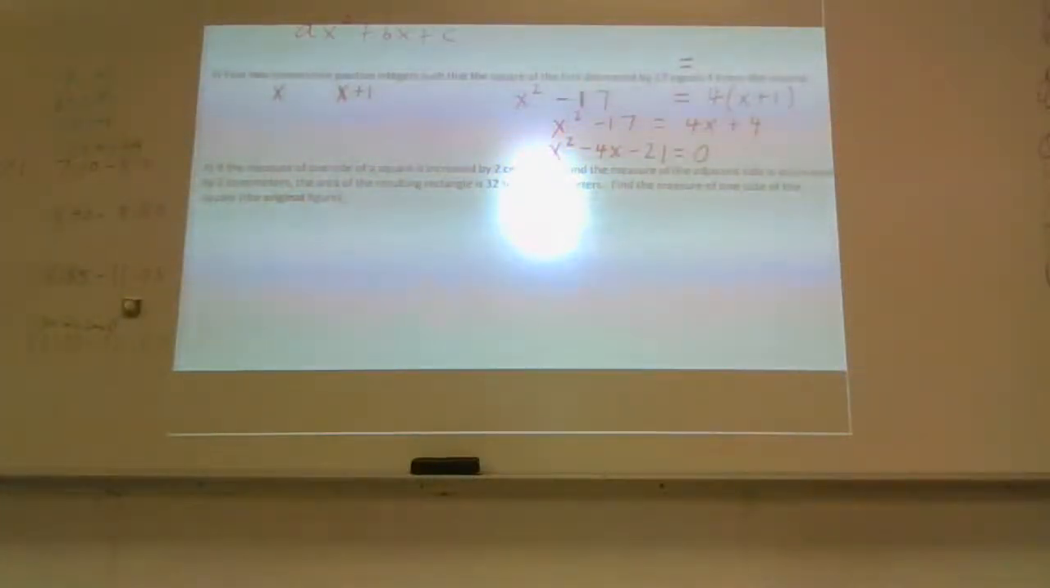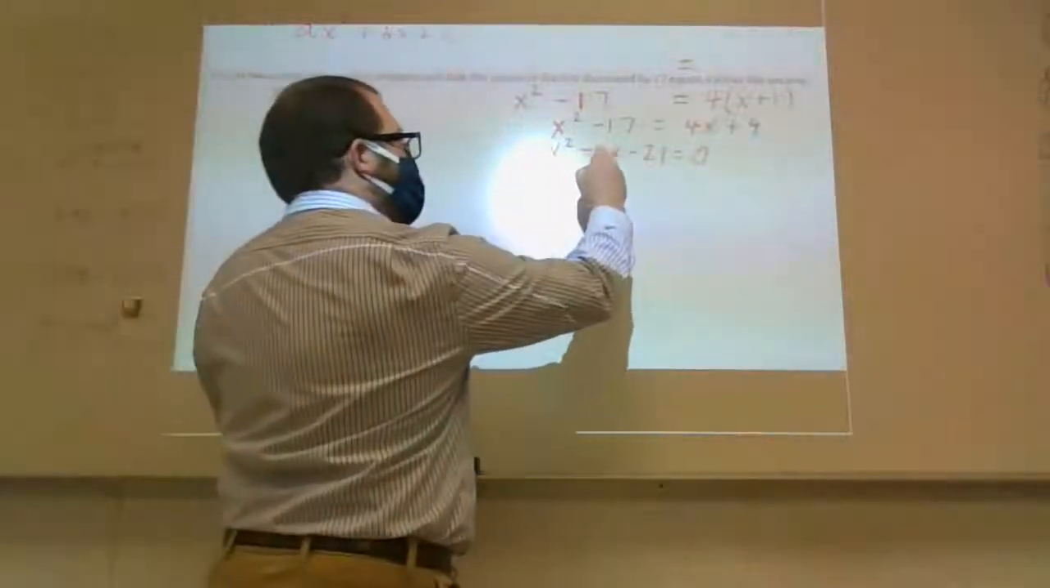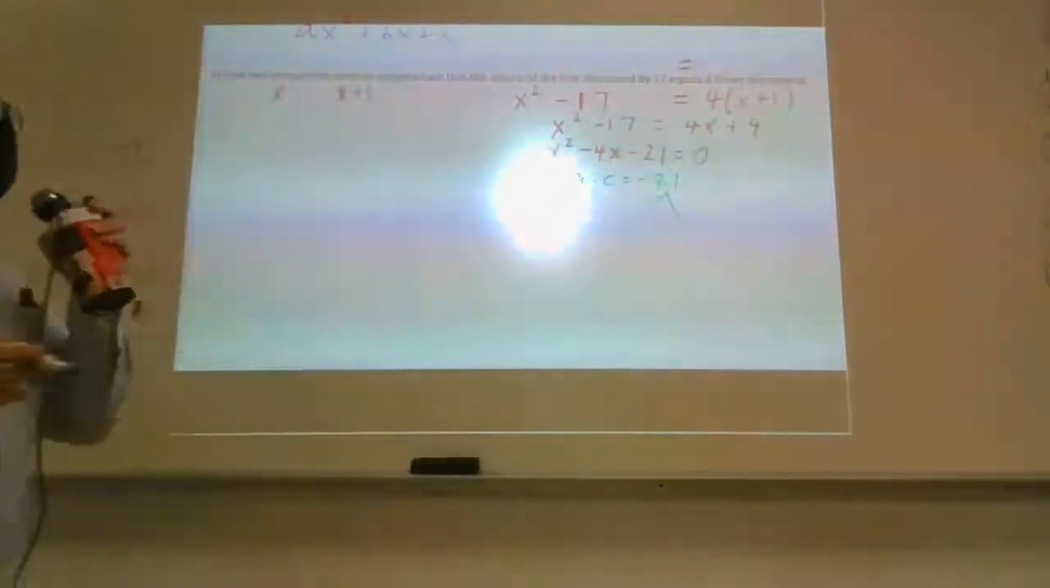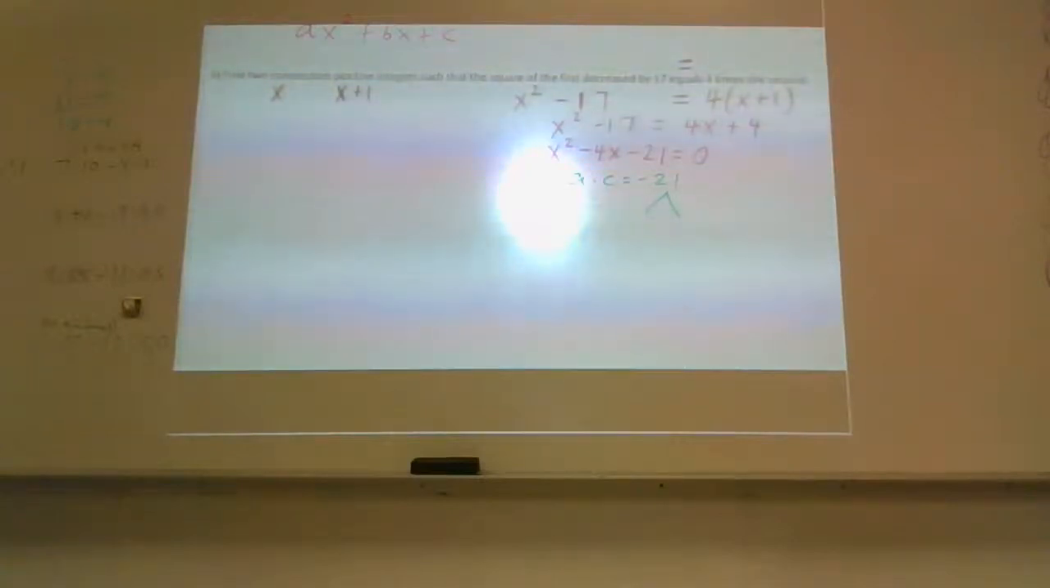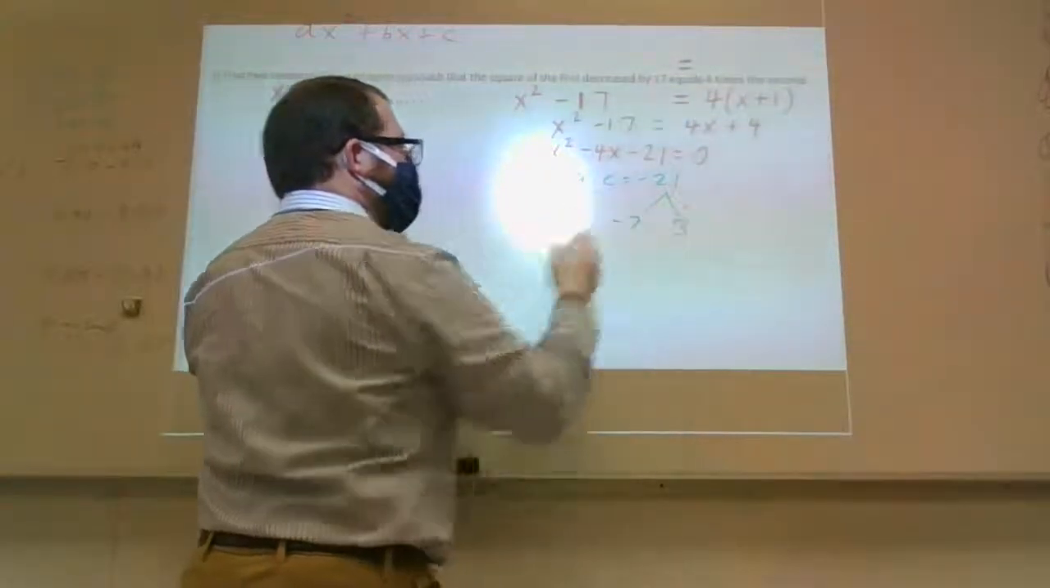Now I'm going to have to figure out the rest of this on the board. I'm going to move this up a little bit. There we go. Let's get a little green marker action going on here. A times C is negative 21. Ugh. Anybody got magic numbers that work for me? Yep. Negative 7, positive 3.